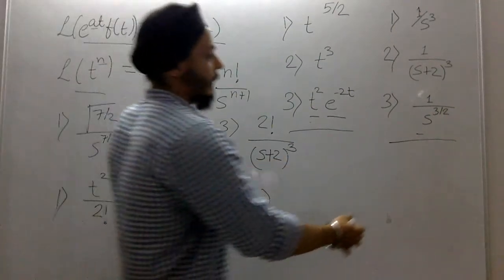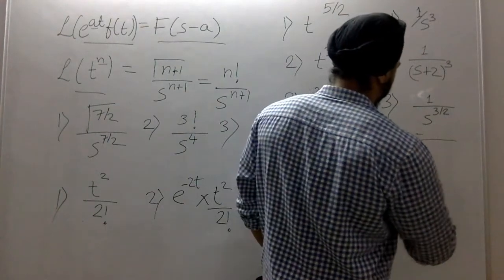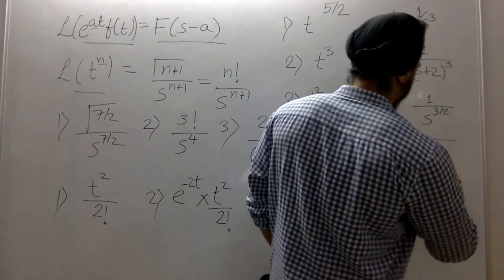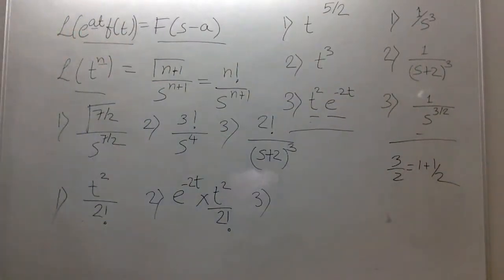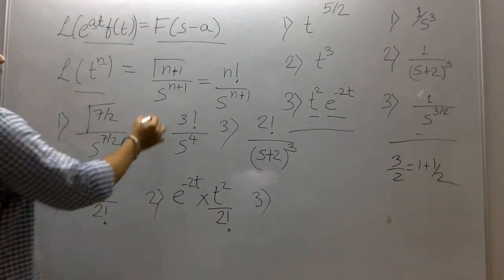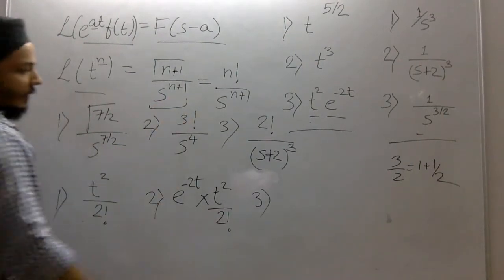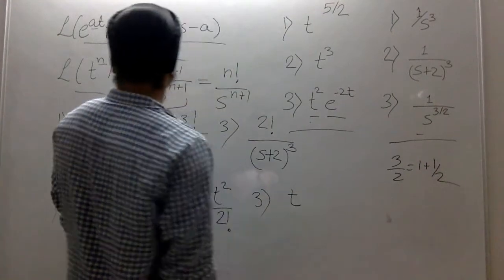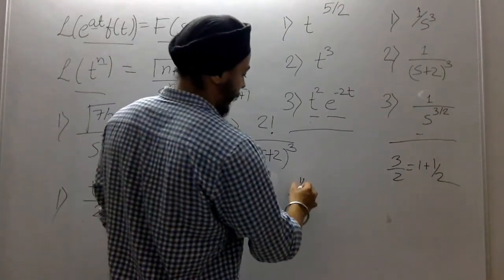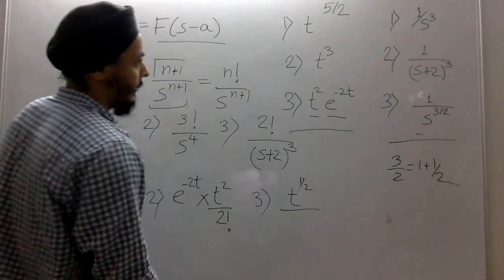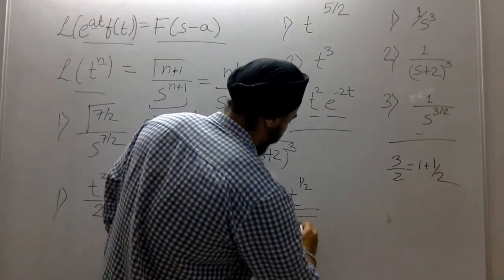So we can write 3 by 2 as 1 plus half. So for s to the power 3 by 2, it will become t to the power half divided by gamma 3 by 2.